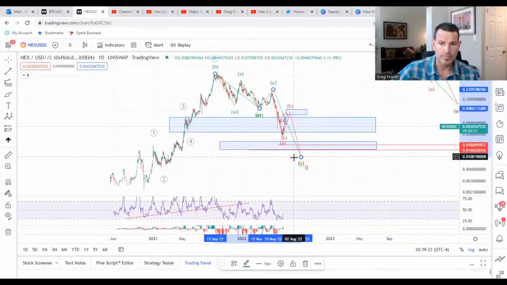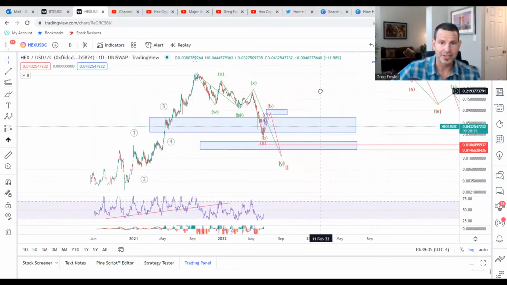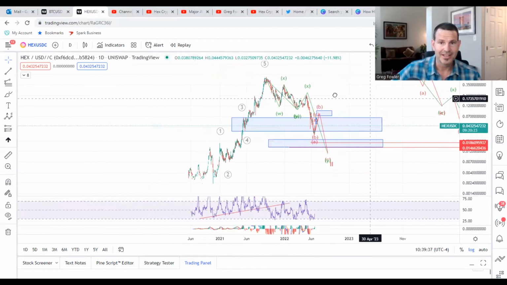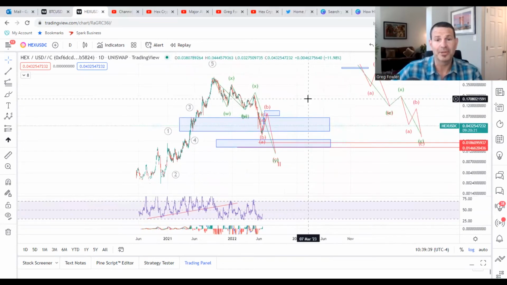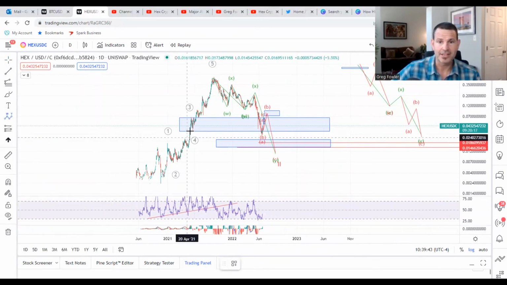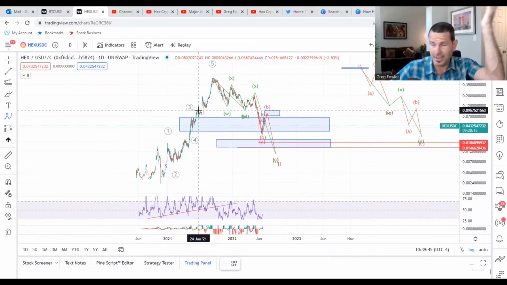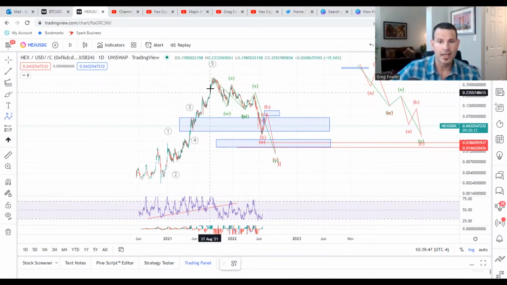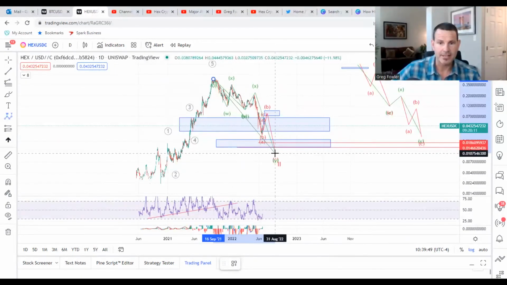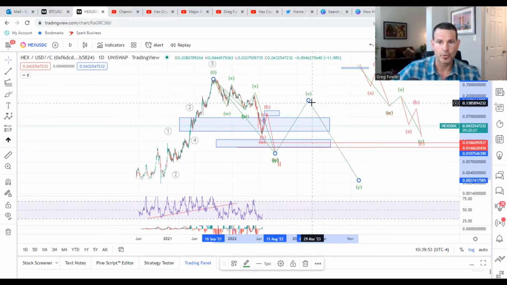Now, whether it comes down and decides to bounce into another correction is open for debate. Nobody can predict the future. Some people think it's not going to go bullish again, and then HEX will just be doing a massive W, then up for an X, and swing back down for a Y.